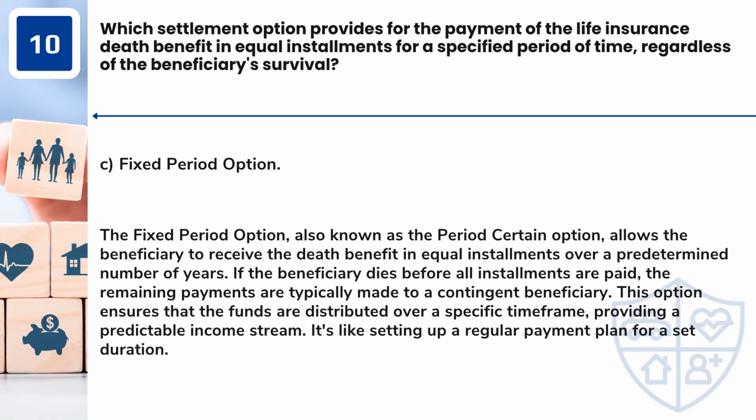Answer: C. Fixed period option. The fixed period option, also known as the period certain option, allows the beneficiary to receive the death benefit in equal installments over a predetermined number of years. If the beneficiary dies before all installments are paid, the remaining payments are typically made to a contingent beneficiary. This option ensures that the funds are distributed over a specific time frame, providing a predictable income stream. It's like setting up a regular payment plan for a set duration.